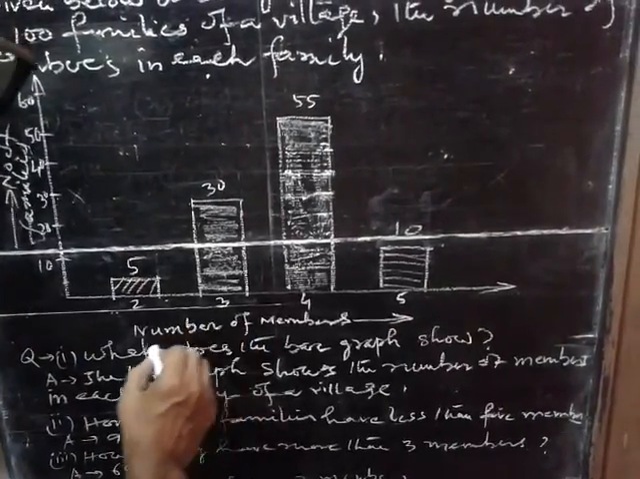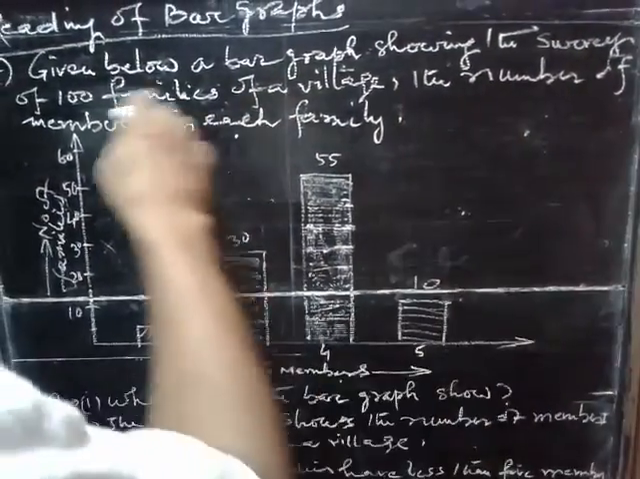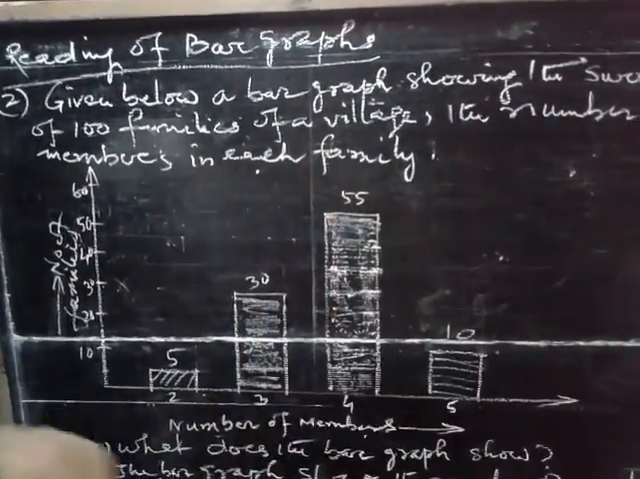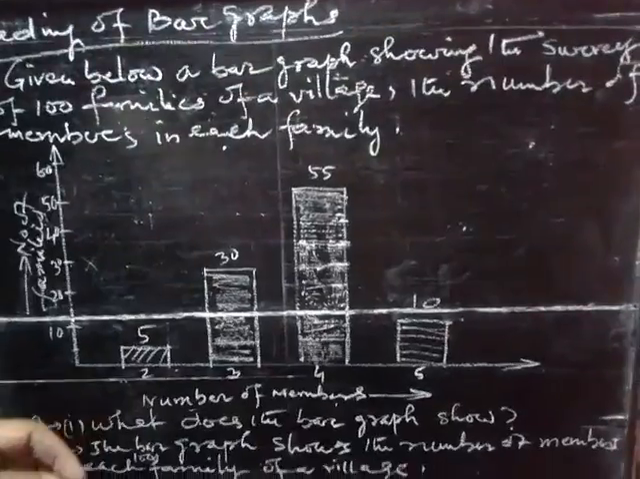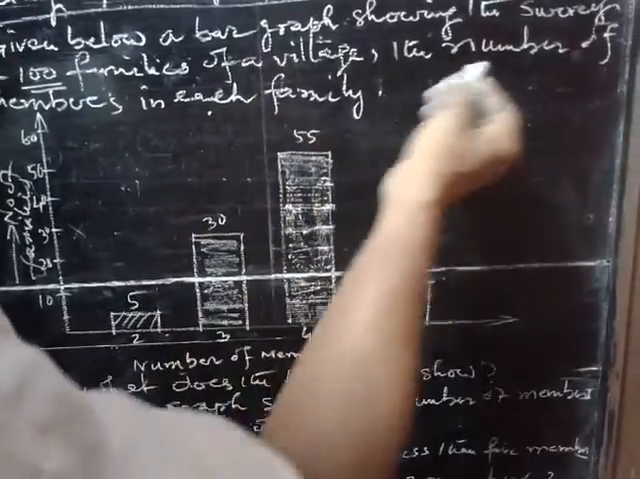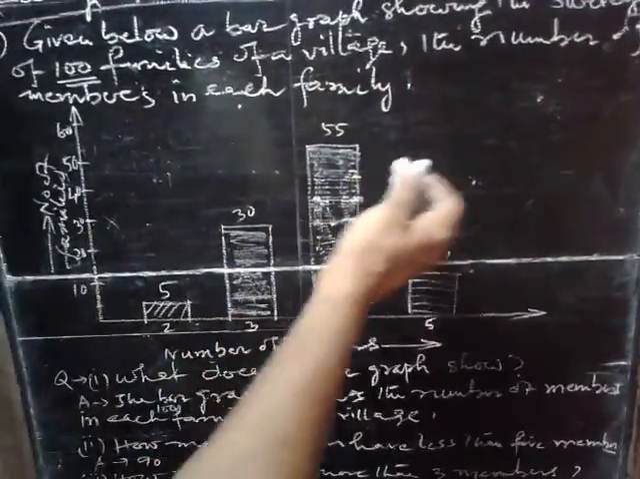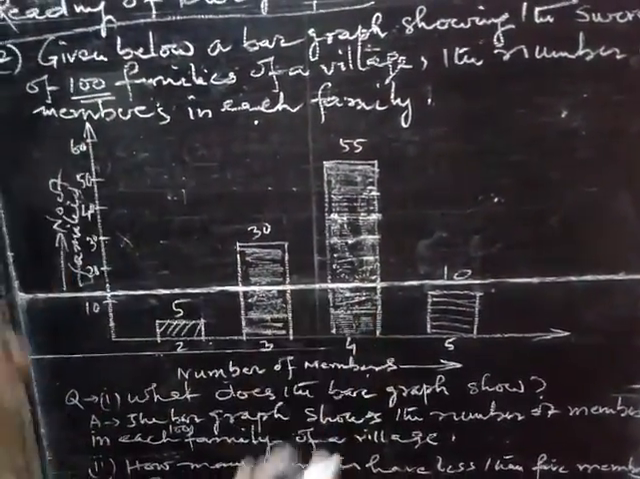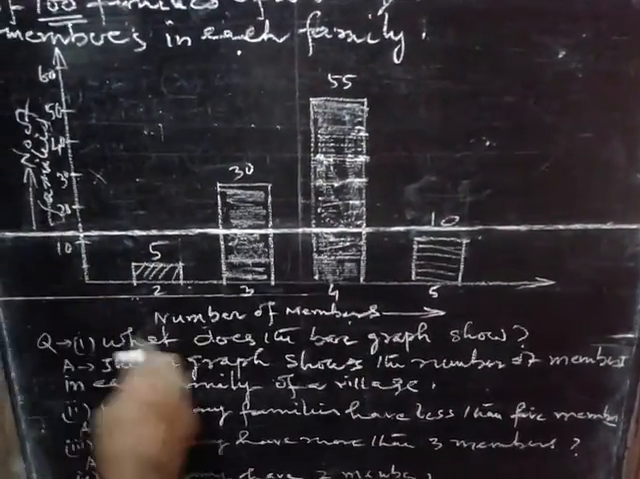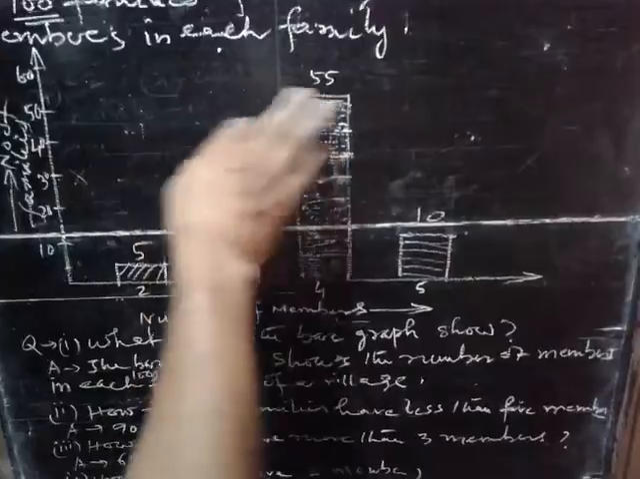Here on the x-axis it is the number of members. It is a bar graph showing a survey of 100 families of a village, the number of members in each family. The survey took place within 100 families, and from this information we extract the numerals. In this graph the y-axis is the number of families and the x-axis is the number of members. The total is 100 families.